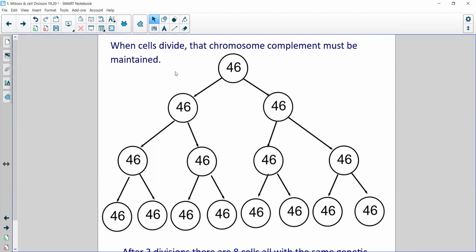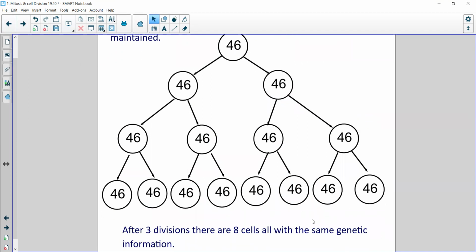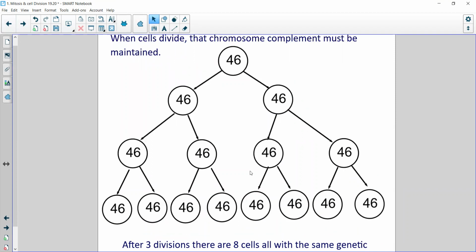And when cells divide, that chromosome complement must be maintained. So if we've got a human cell that's going to divide and it's got 46 chromosomes in it, then when it divides, the 2 daughter cells that come from it are also going to need those 46. And when they divide, they also need that 46, and so on and so on. So after 3 divisions, we now have 8 cells along the bottom that all have the exact same genetic information, and that is crucial for the cell to be able to function.